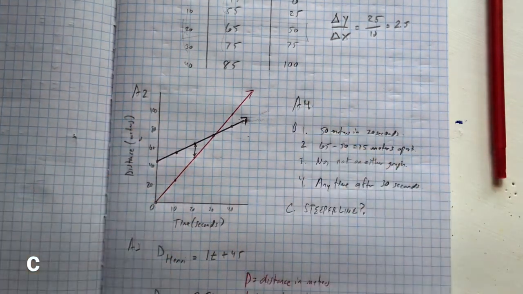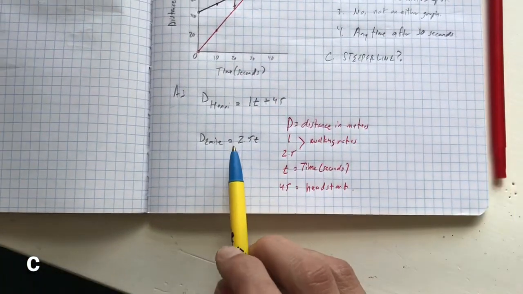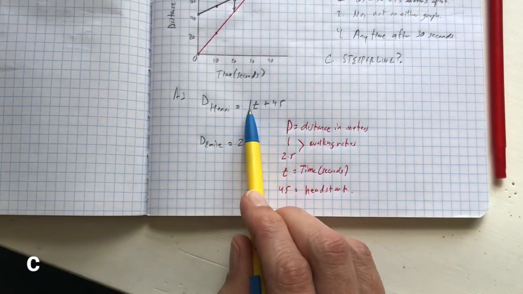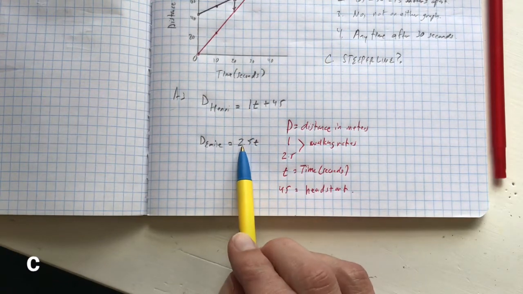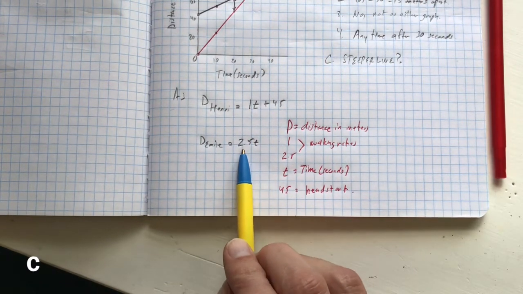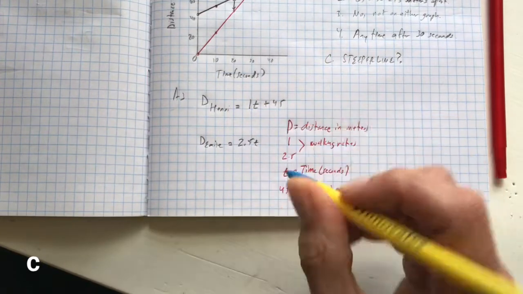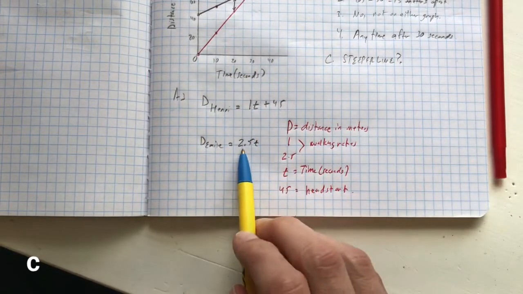Then how can I see it from the equation down here? Same thing. Our unit rate of 1 meter per second and 2.5 meters per second, this tells us this would be steeper because it is a bigger number. 2.5 is bigger than 1.